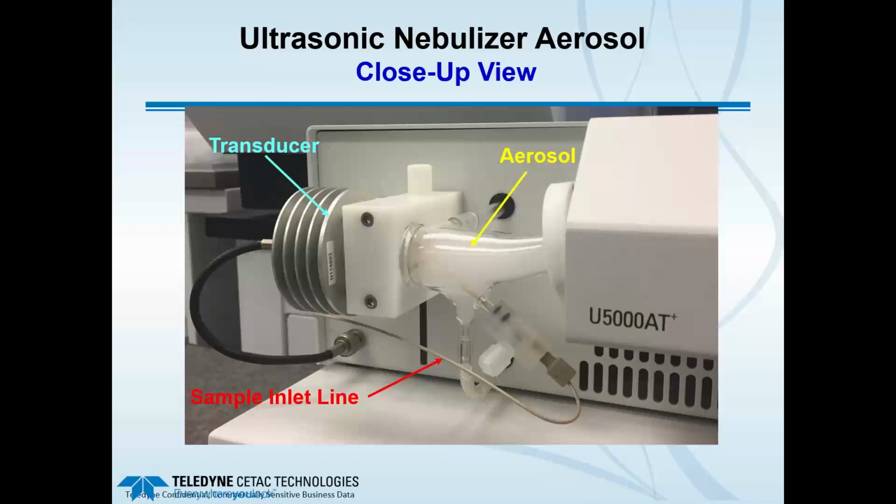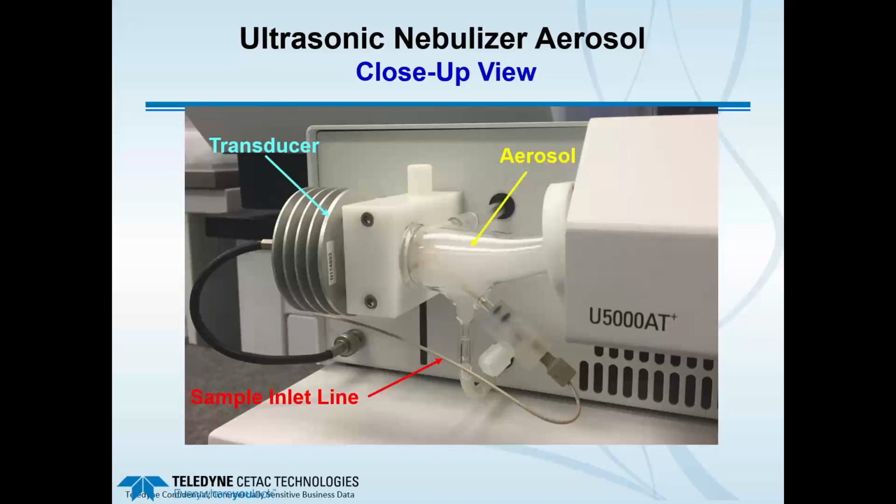Again, I've called out the transducer. There you see it mounted in the system, and the sample inlet line or tubing that you would connect your peristaltic pump to send the sample through and to the transducer. Again, the spray chamber is kind of a conical shaped type of chamber, and you might notice the tube coming up at the upper left of the chamber.